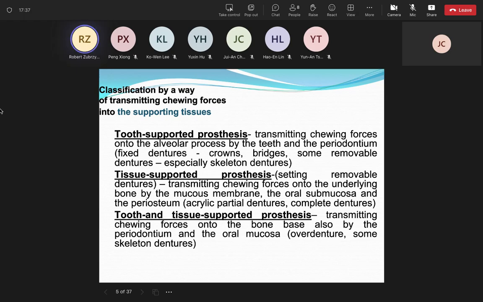Second group, tissue-supported removable dentures, transmit chewing forces onto the underlying bone by the mucous membrane, the submucosa, and the periosteum. So we have acrylic partial dentures or complete dentures. And tooth and tissue-supported prosthesis transmit chewing forces onto the bone base, also by the periodontium and the oral mucosa, like overdenture or some sort of skeleton dentures.